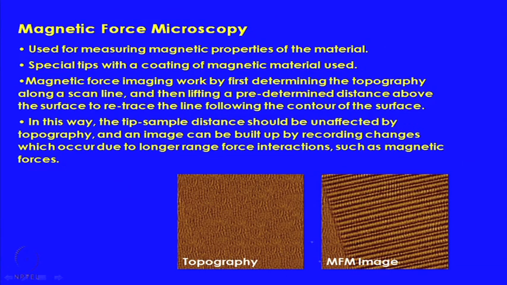This is an interesting image of a computer hard disk or a floppy disk. As I told you, if you do a simple topographic scan, you find that this is perfectly flat. There are no features, but if you now do an MFM scan, you can identify that there are magnetically active domains. So this is, in a nutshell, the basics of magnetic force microscopy.